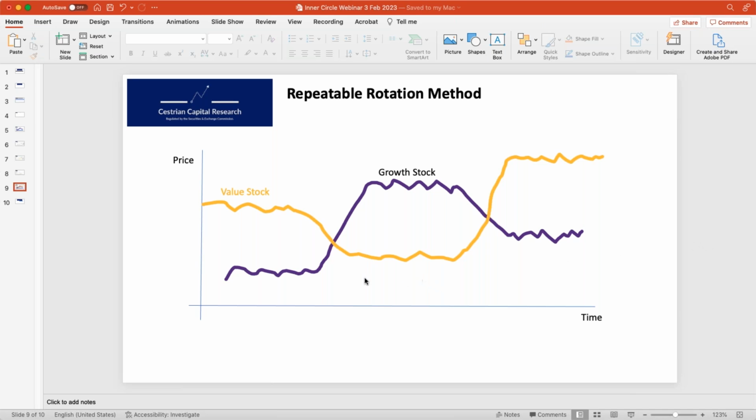So put very simply, 2 lines here. You can see this is highly scientifically crafted. Your value stock might be under distribution here at the start of the time period.